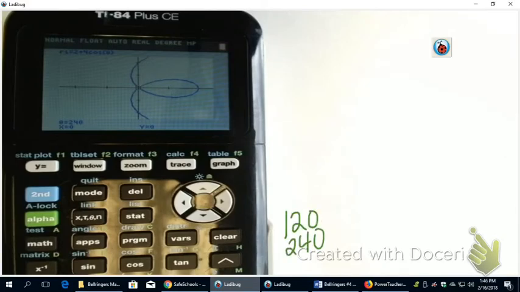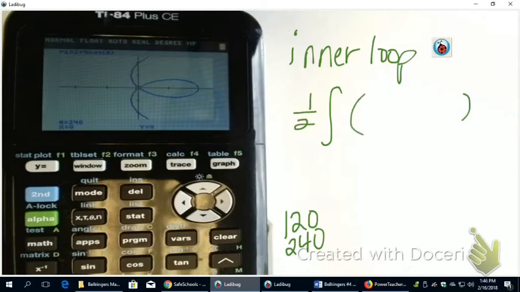And since I'm only finding the inner loop, then I'm going to do the integral, and I don't have to multiply by 2 because these two angles give me the whole thing. 1/2 on the outside, the formula on the inside, square it.